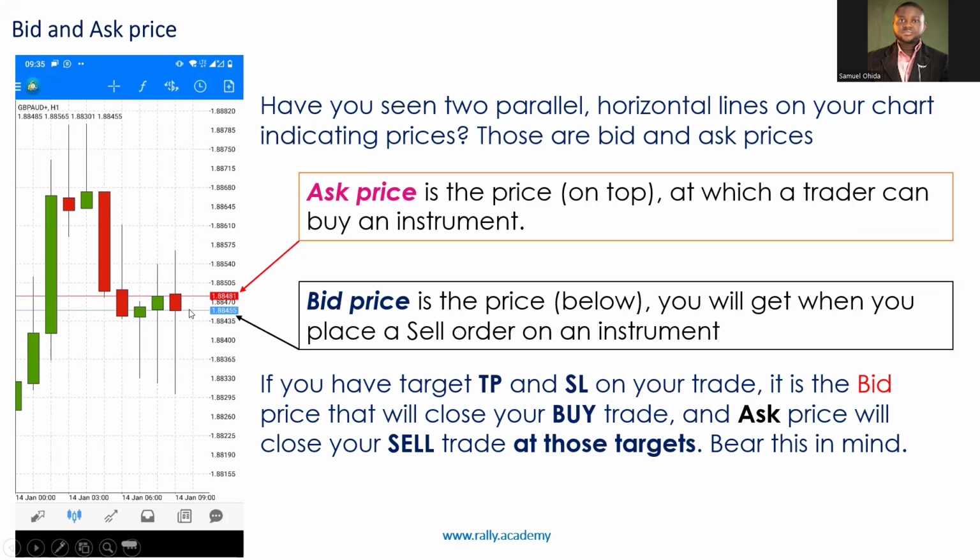The price on top is your ask price. The price below is your bid price. The ask price is the price you get when you place a buy on an instrument, while the bid price is the price you get when you place a sell on an instrument.